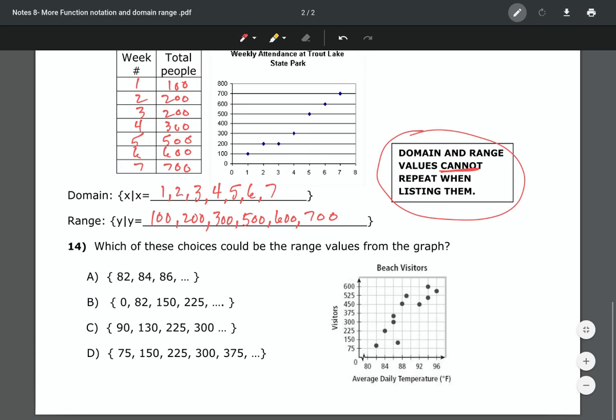All right, let's look at number 14, the last one. It says, which of these choices could be the range values from the graph? Okay, remember that range is your y values. So just an easy way to do this, we can take the lowest point and draw a line over to the y value on the y-axis. And it looks like it's around 75, 76. So we're looking at something that's around 75, 76, which it looks like is right here, because then when we go to the next one, it's going to be just under 150.